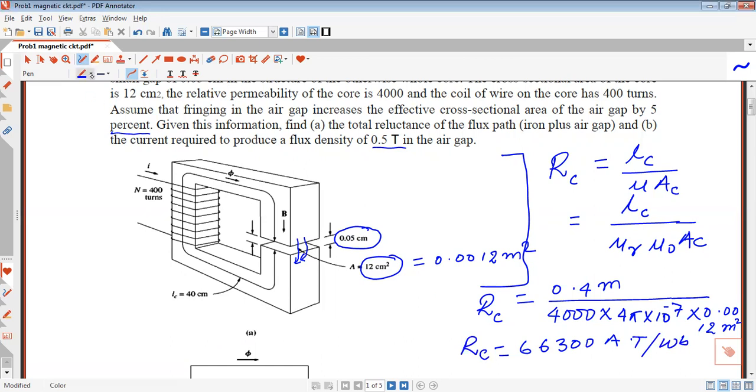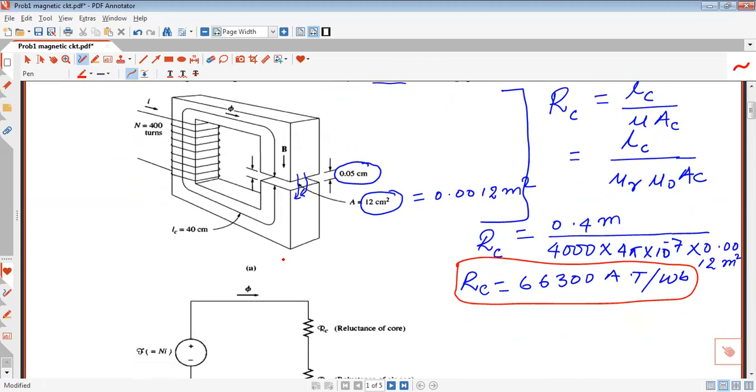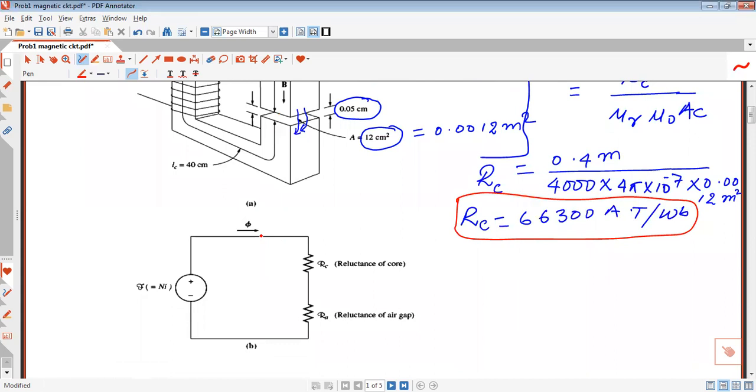So the reluctance of the core, the reluctance of this magnetic material core, is known. We can see from here that whatever flux is going into the core, the same flux is going into the air gap also. So the reluctance of the core and the reluctance of the air gap will be in series, as given in this figure. This flux is coming through the reluctance of the core and also the reluctance of the air gap. So now this is the equivalent magnetic circuit.